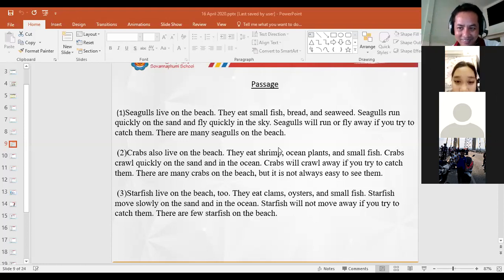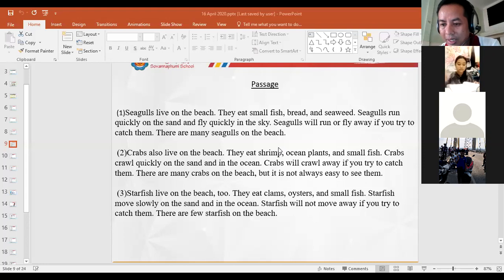Seagulls live on the beach. They eat small fish, bread, and seaweed. Seagulls run quickly on the sand and fly quickly in the sky. Seagulls will run or fly away if you try to catch them. There are many seagulls on the beach. Okay, very good, very good.